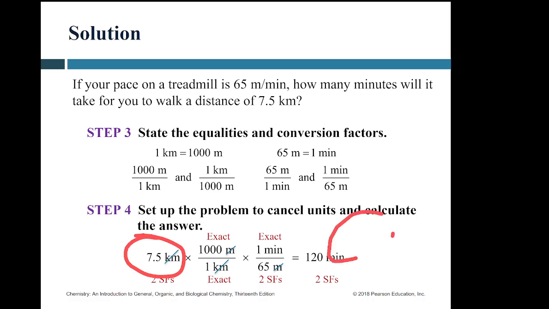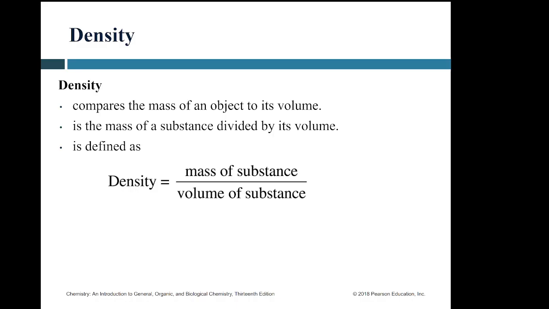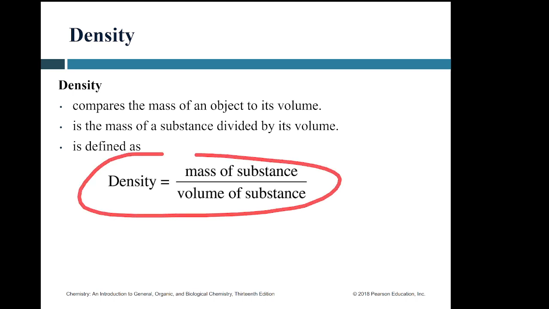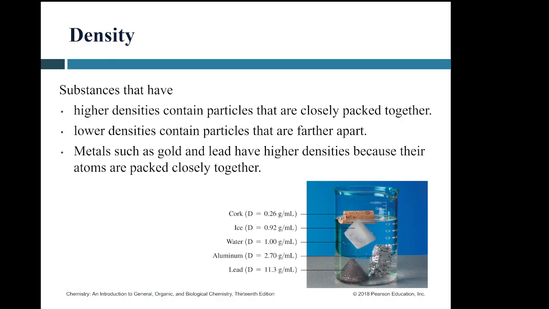Okay. All right. Fantastic. Densities. Let's compare the mass of an object to its volume. The mass of the substance divided by its volume is defined as your density. Substances that have higher densities typically have more mass packed into less area, right? If it's the same material, that would mean they have more particles packed into the same area. Lower densities are going to contain particles that are farther apart.